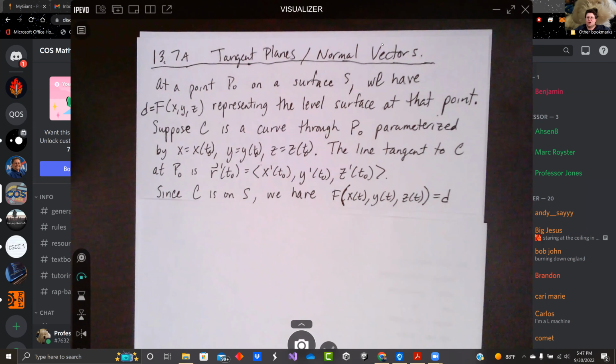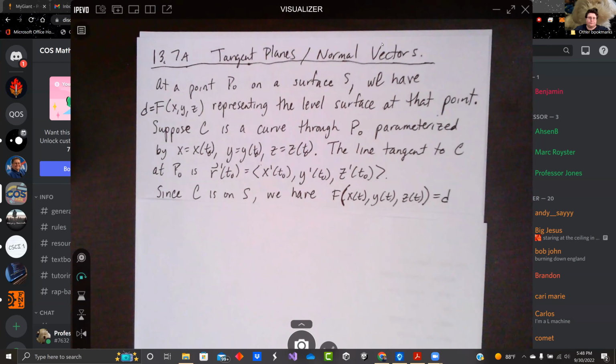We are using the Anton Calculus Early Transcendentals book, 11th edition. 13.7 is on tangent planes and their normal vectors. In chapter 13, we've been working on multivariable functions and partial derivatives. How does that show up in tangent planes with their normal vectors?